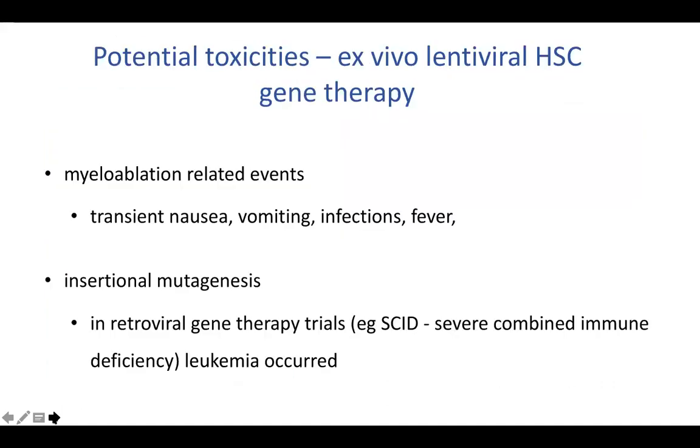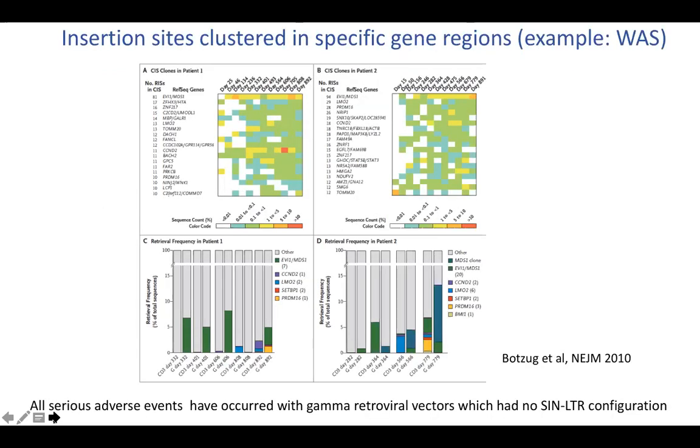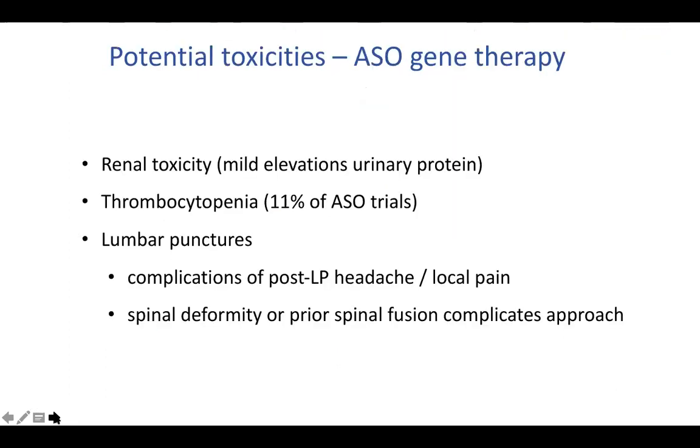On the other hand, in ex vivo gene therapy, you can see the kinds of events that occur also in a conventional bone marrow transplantation: nausea, vomiting, infections, fever. Early on in ex vivo gene therapy performed in severe combined immune deficiency, there were some cases of leukemia that occurred, but with all the modern day lentiviruses, this has not been seen. And just to highlight again that we're monitoring these kids closely to make sure that there are no single clones that arise in blood or out of those bone marrow cells.